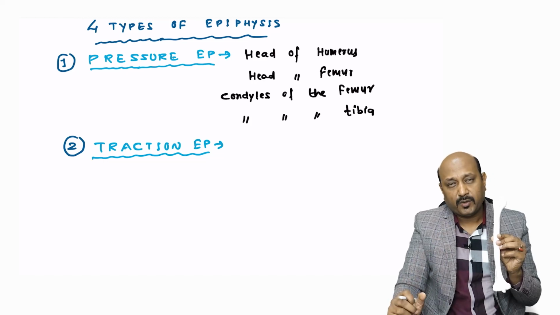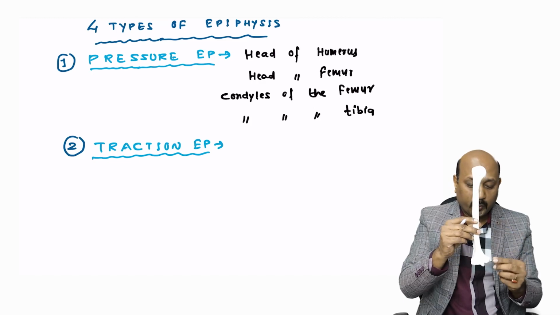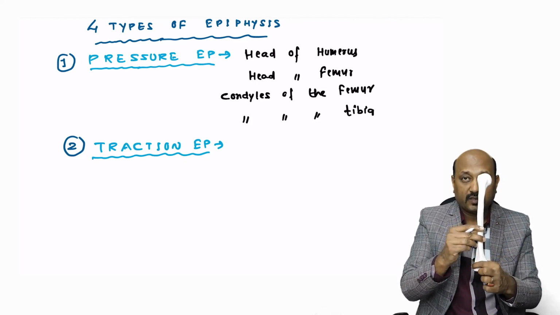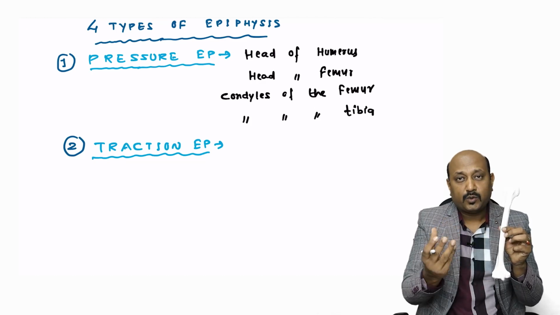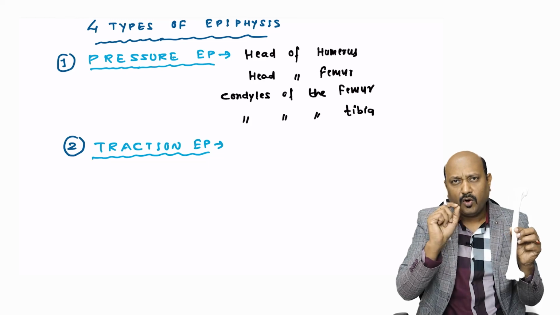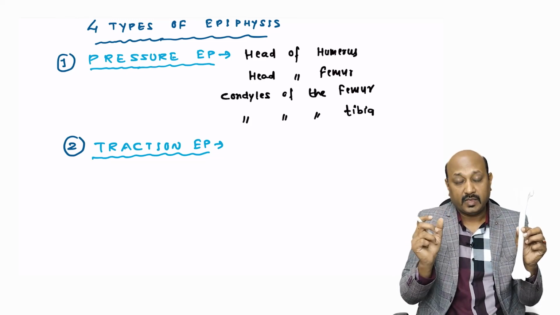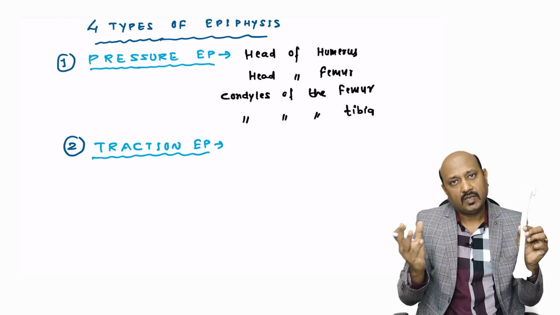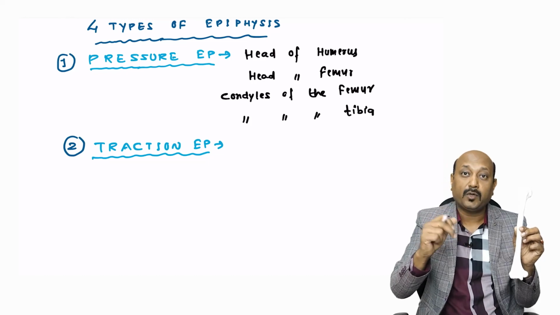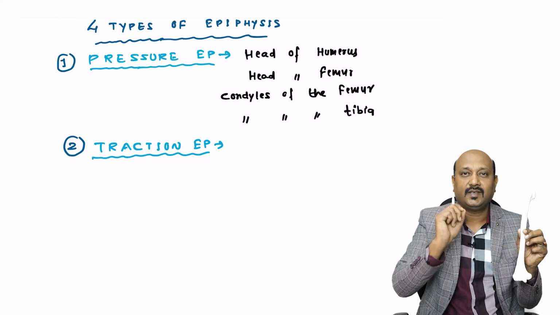That's why it is an example of the traction epiphysis. If you see the lower end of the humerus, you can see there are two projections: one is the medial epicondyle and another is the lateral epicondyle. These two epicondyles are examples of the traction epiphysis. So whenever you hear the word epicondyle, it is always an example of the traction epiphysis. Condyles are examples of the pressure epiphysis. Epicondyles are examples of the traction epiphysis.